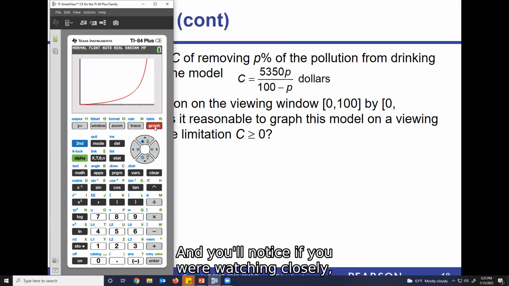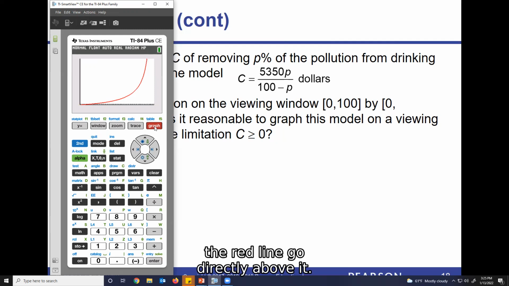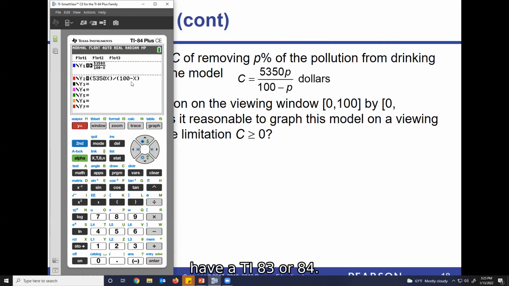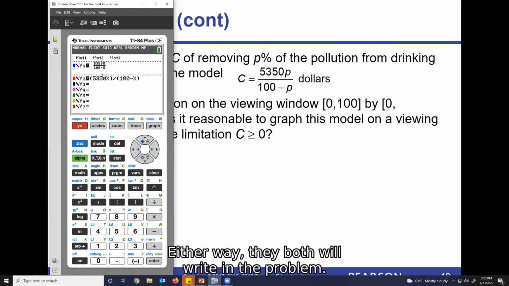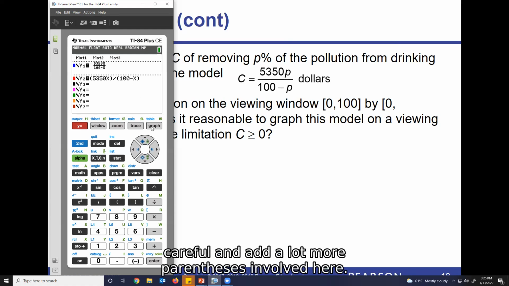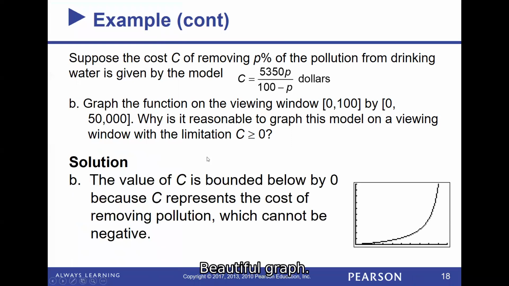And you'll notice, if you were watching closely, you saw the blue line go and then the red line go directly above it. So that's why I said it doesn't really matter whether you have a TI-83 or an 84. Either way, they both will write in the problem. It's just my TI-83s, you need to be a little bit more careful and add a lot more parentheses involved here. Okay, so there we have it, and we can see our beautiful graph.